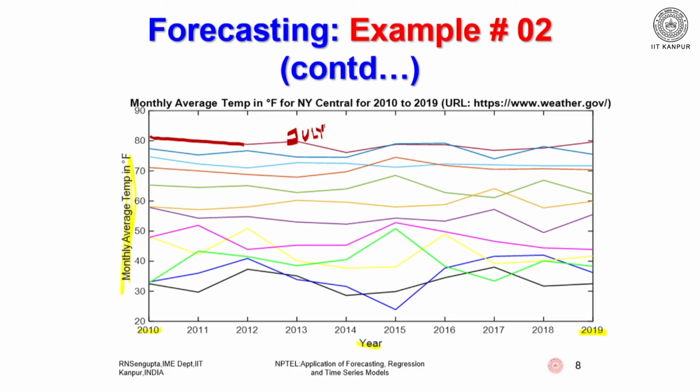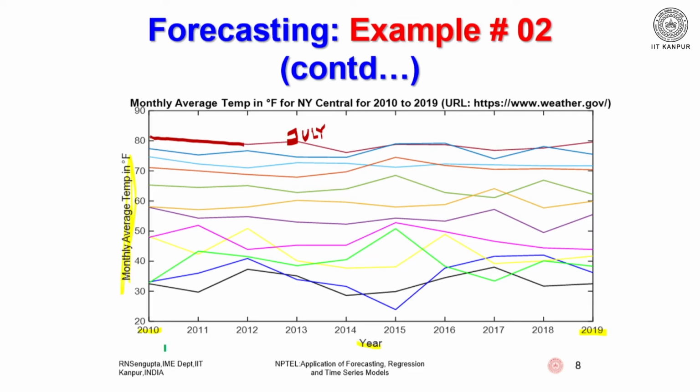Now, what does it give? It gives you that July temperature for New York Central Park or in that area is the maximum. And if you see, starting from 2010 to 2019, it is almost everywhere the maximum.